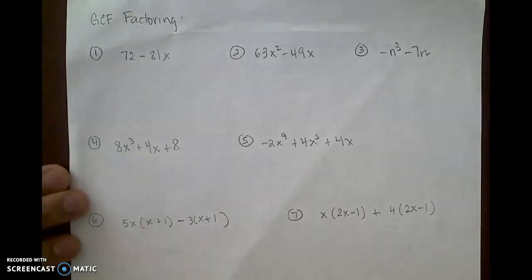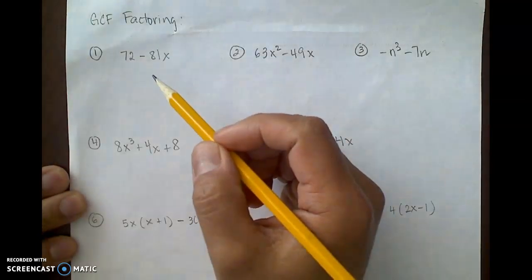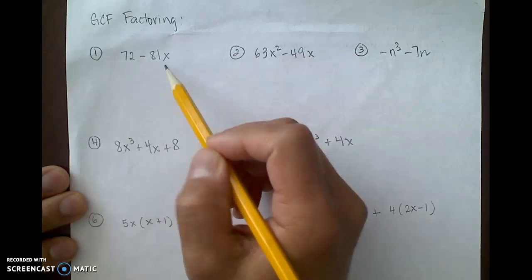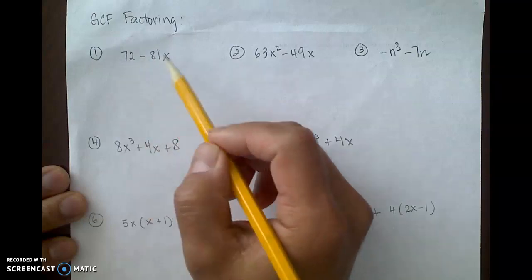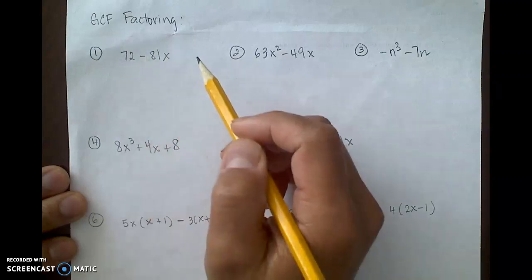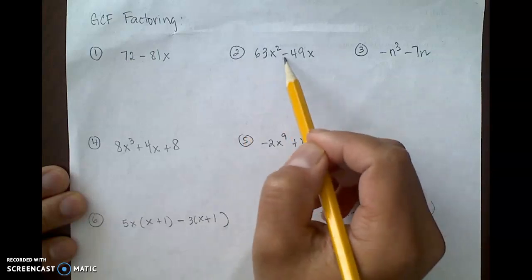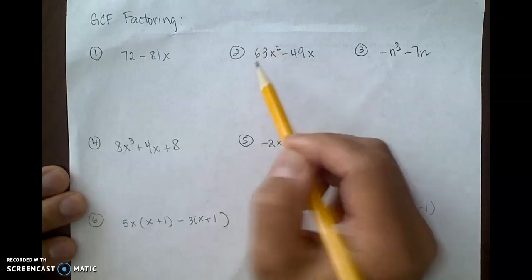Alright, so terms are things that are being separated by a plus or minus sign. So here, this first example has two terms. Here's our minus sign. So 72 is a term. 81x is a term. Right? This one has two terms, separated by the minus sign. 63x squared is one term.